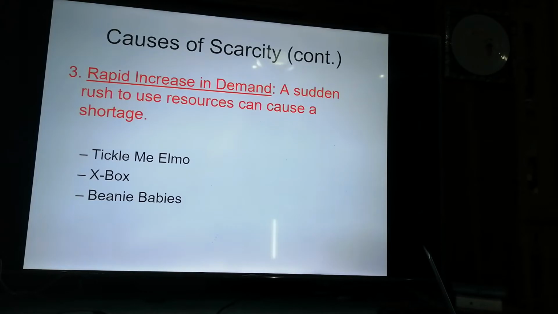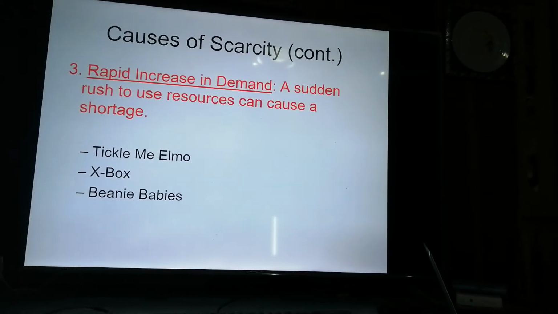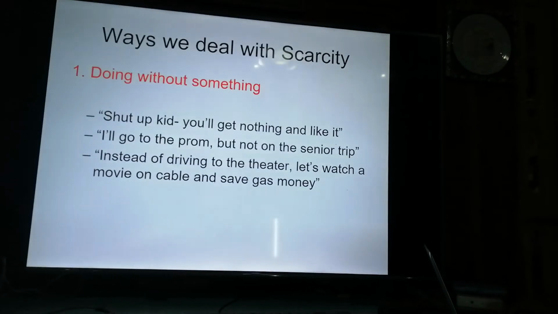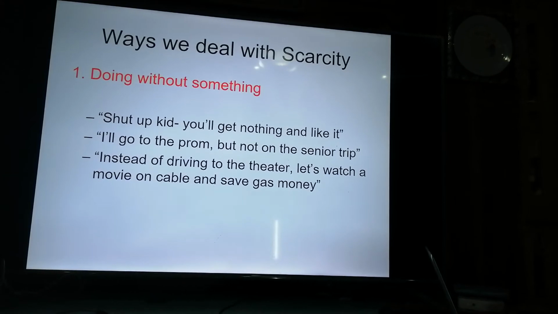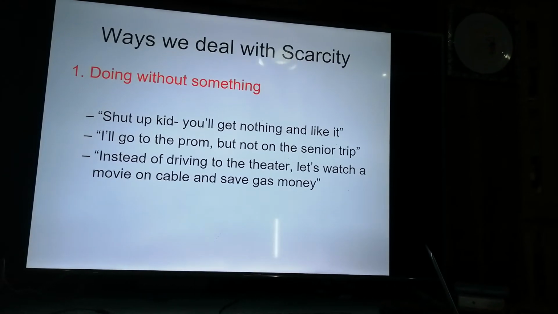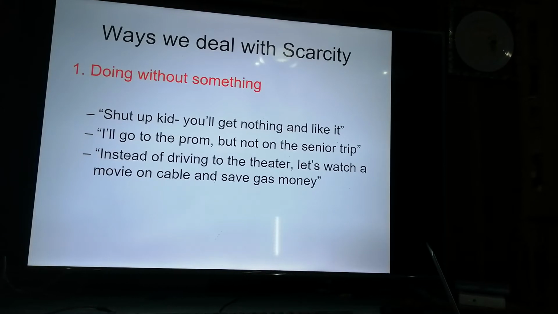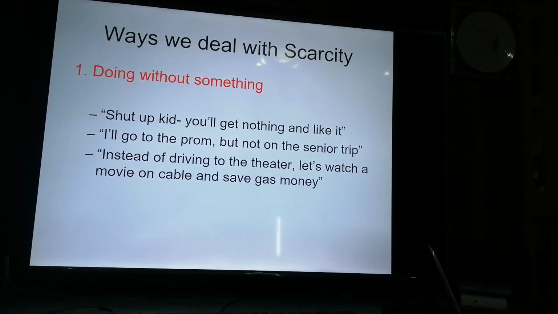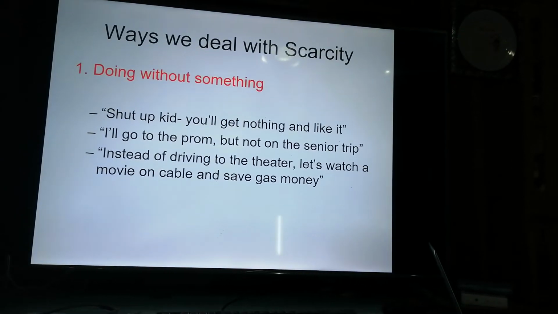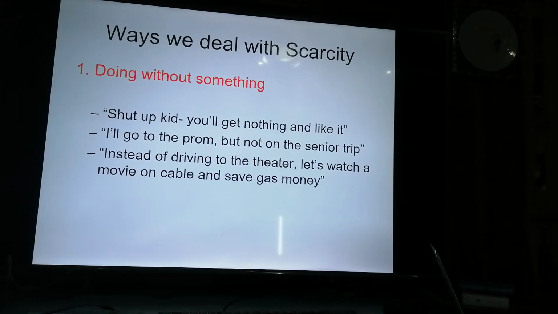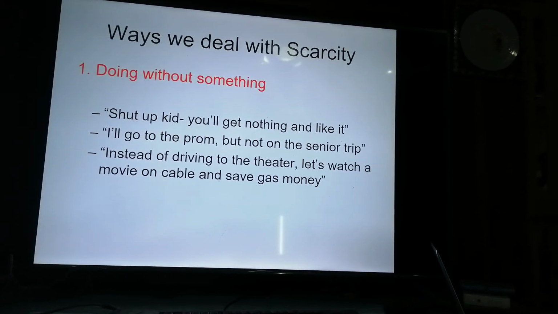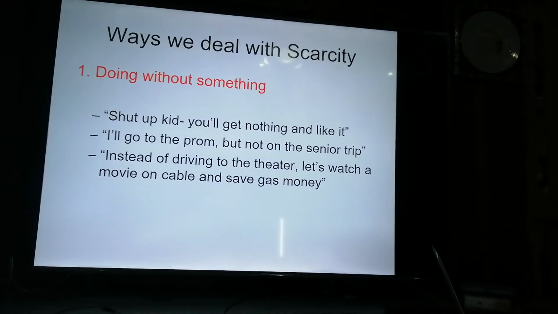So, a rapid increase in demand, a sudden rush to use resources, can cause a shortage. Take for example Tickle Me Elmo, and also Beanie Babies. Doing without something: shut up kid, you'll get nothing. I'll go to the prom, but not on the senior trip. Instead of driving to the theater, let's watch a movie on cable and save gas money. So that is for doing something and doing without something.